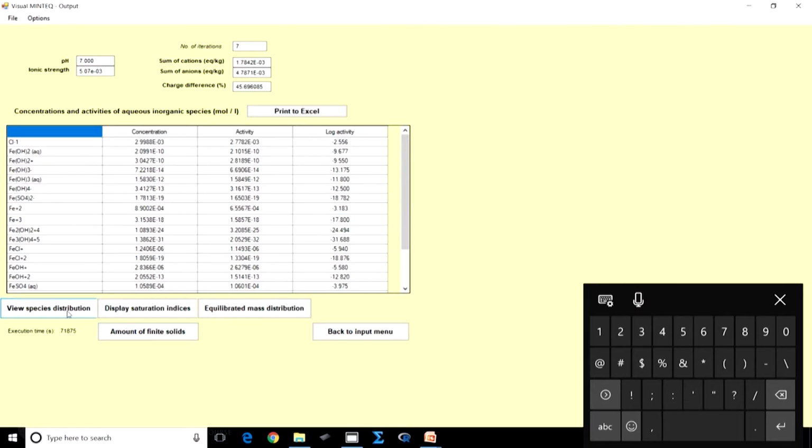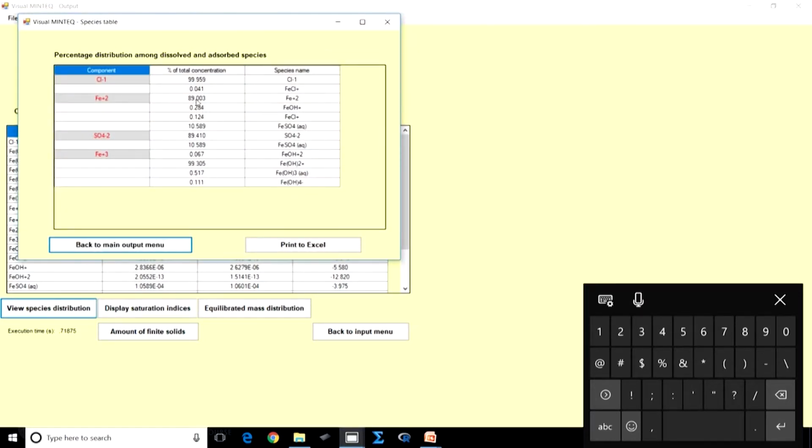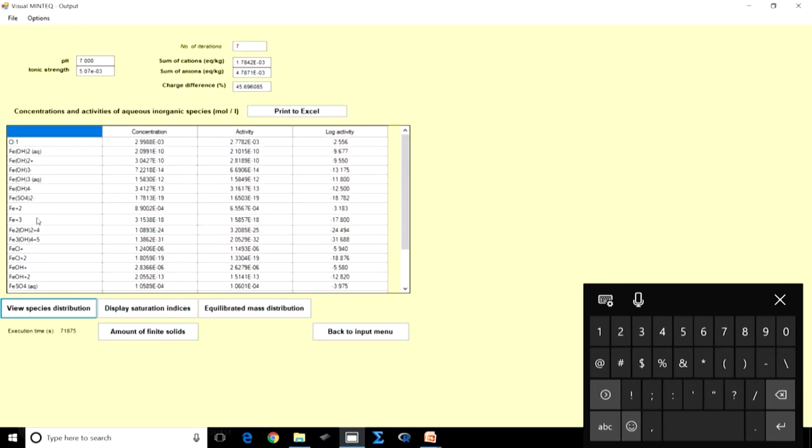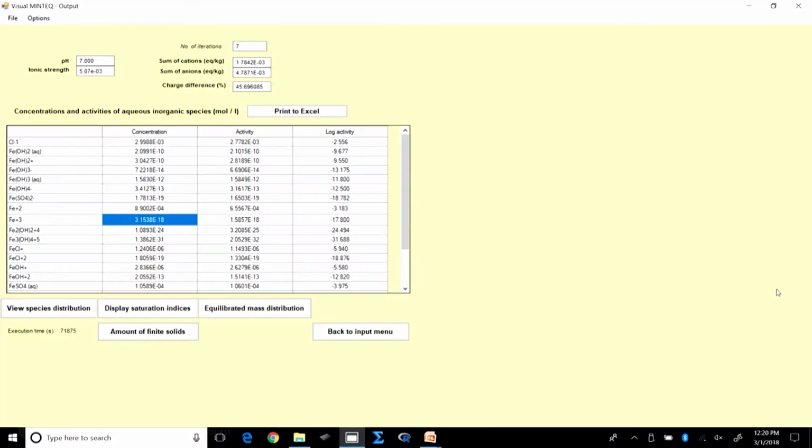So before we go further, let's look at the species distribution. We see that 89% of the total Fe2+ is present as the free metal Fe2+, and with respect to Fe3+, you see that the free metal is nowhere in the picture. Let's go back to the main output menu and then look at the Fe3+ concentration. Now it's 3.15 × 10^-18. Let's plug that in here, try to understand that.